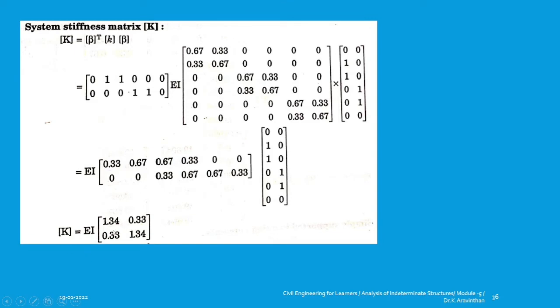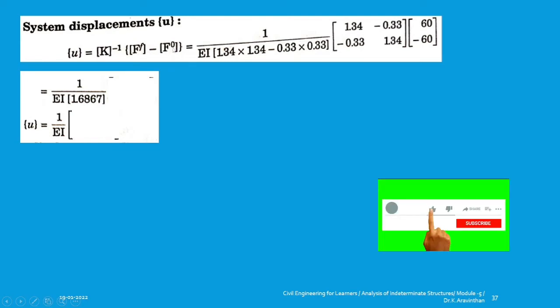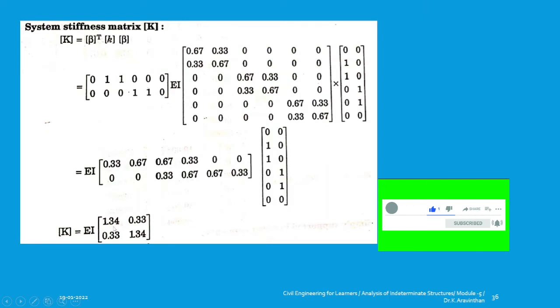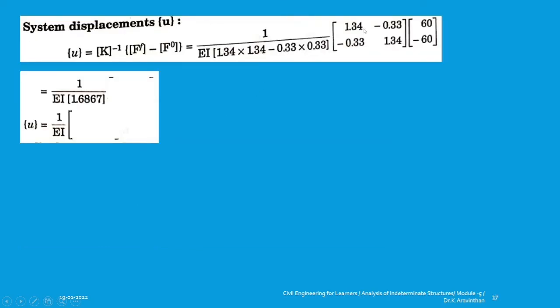Okay, after getting this K, you have to find the system displacement matrix. How to find that? This is the component U equals K inverse into F of f minus F naught. So you have already found this F of f minus F naught, which is 60 and minus 60. Now you have to find K inverse. How to find K inverse? You have to interchange the values, 1.34 and 1.34 will be here, and this diagonal sign has to be changed, that is 0.33 and 0.33 will be minus.